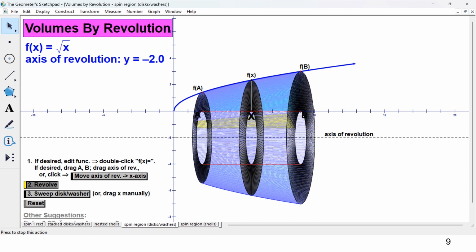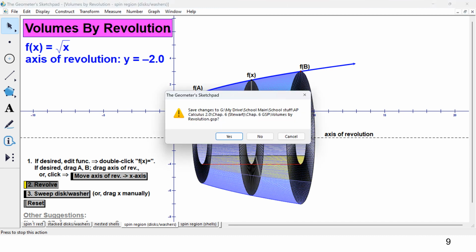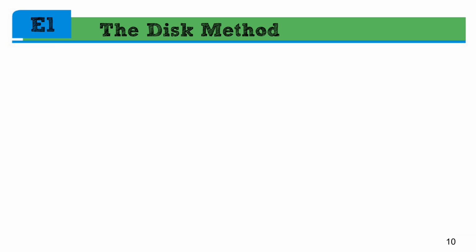Any questions before I shut this bad boy down? Okay. So how do we do that? That's the next step in the problem here.